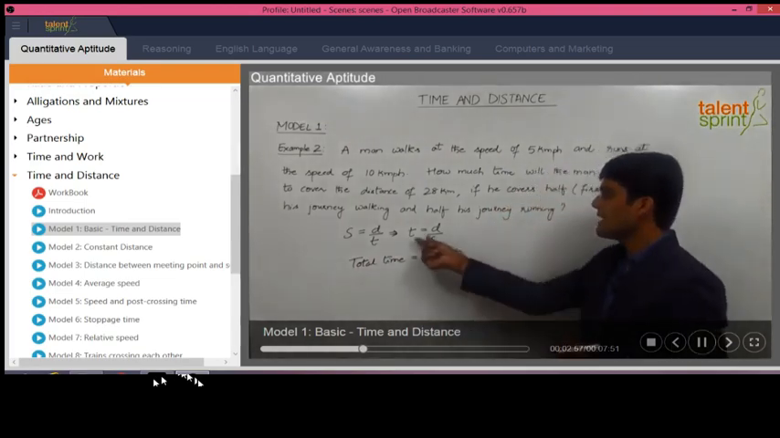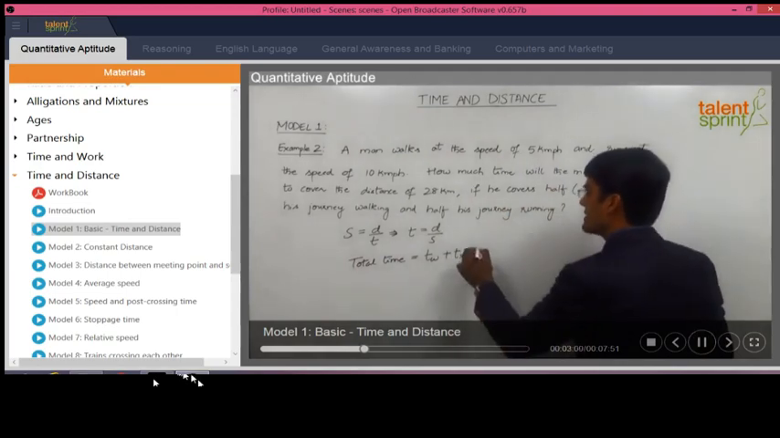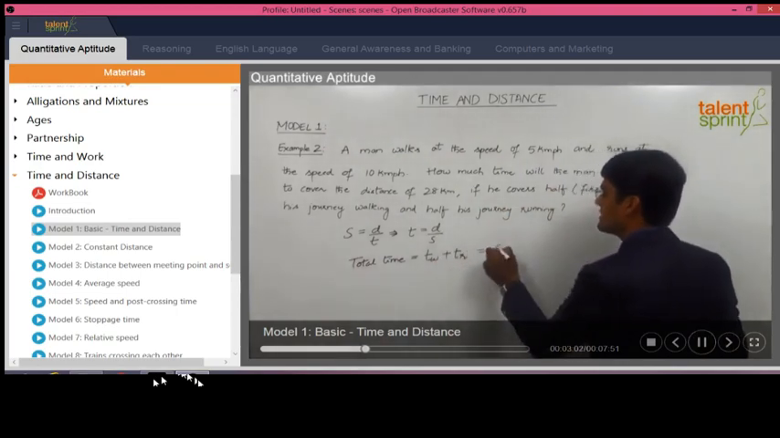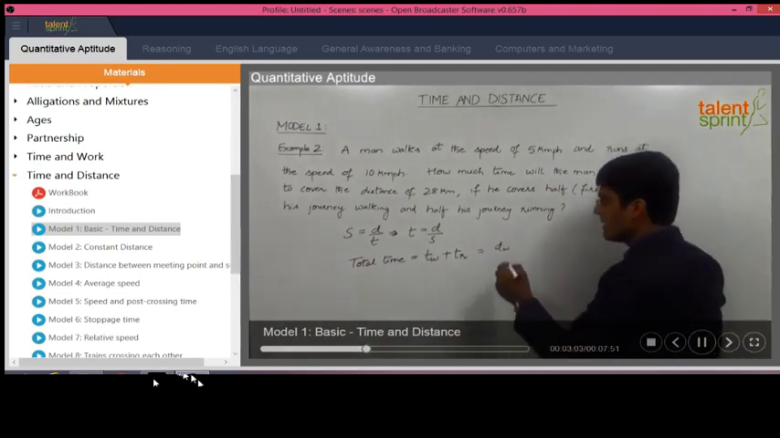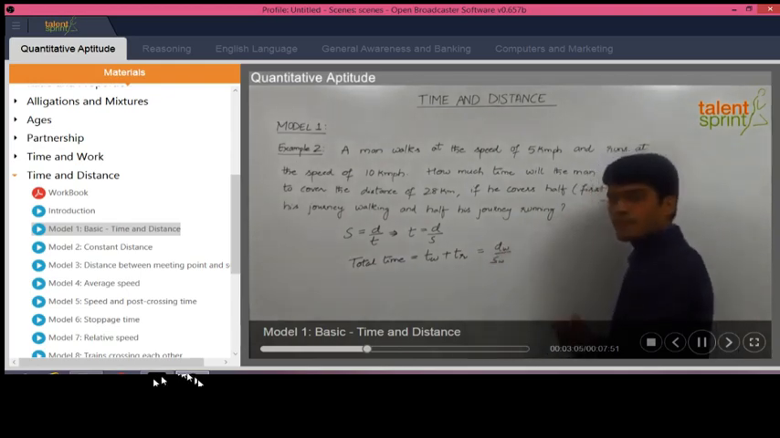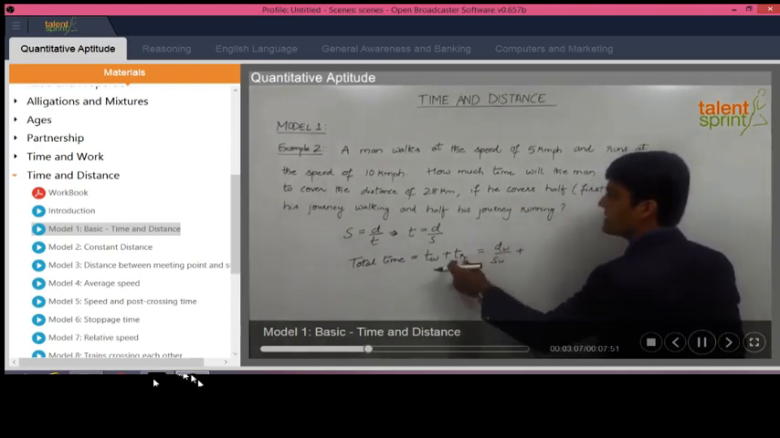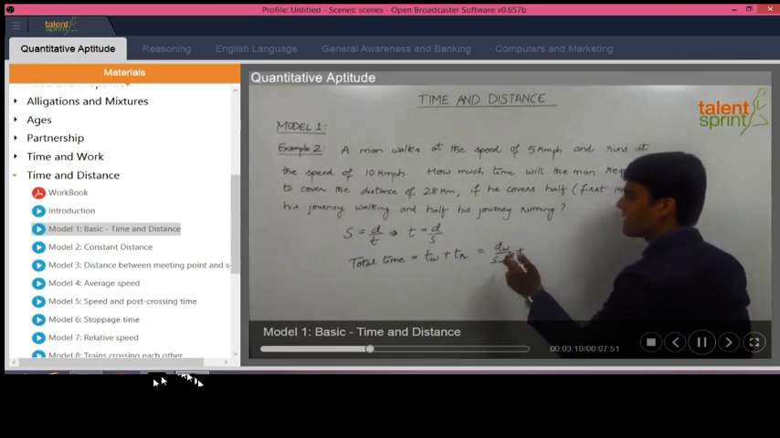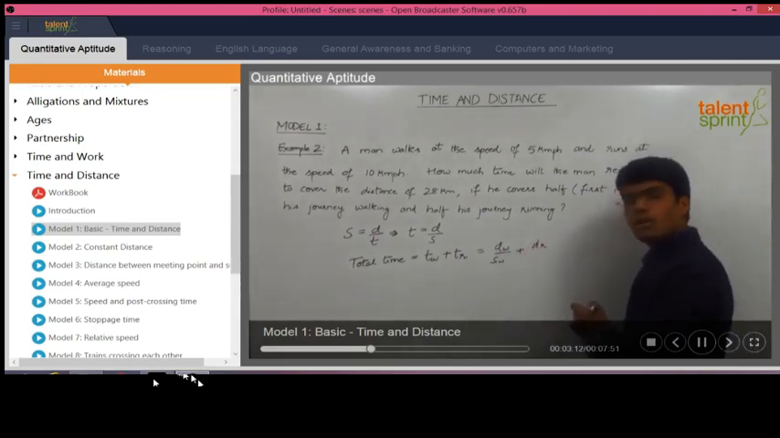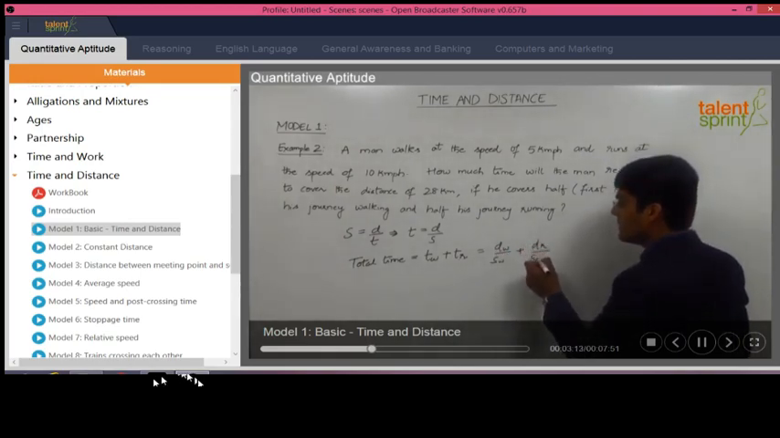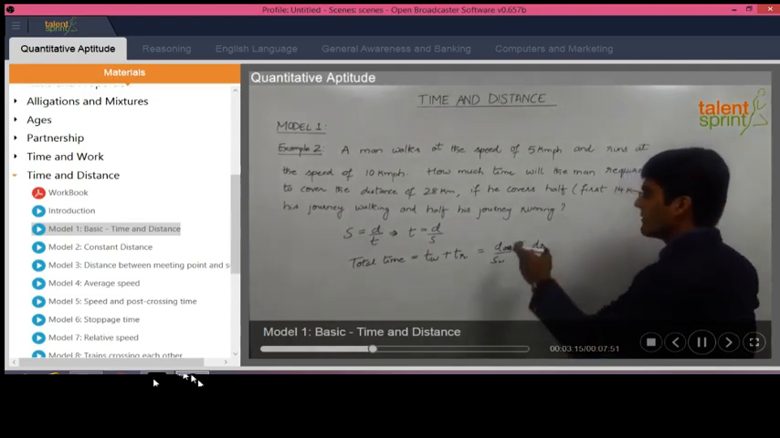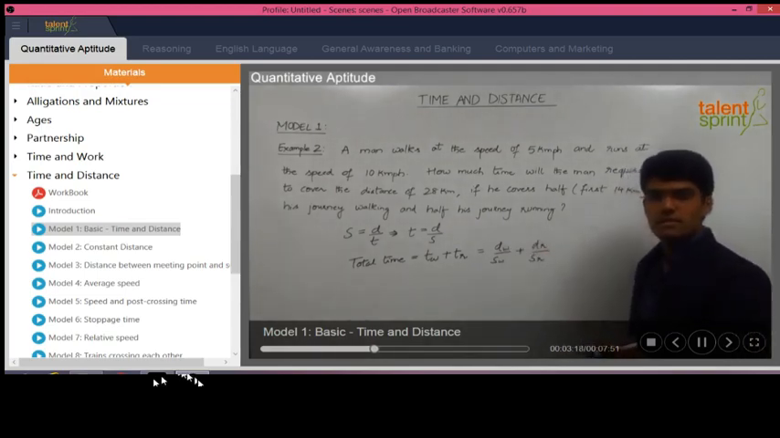And as we know that time is distance by speed, we can simply say that time for walking is distance which he covers by walking divided by speed of walking, plus again time is nothing but distance by speed. So time for running will be distance that is covered by running and the speed when the man runs. And we have got all these 4 values. So simply by substituting in this equation, we can get the required answer.